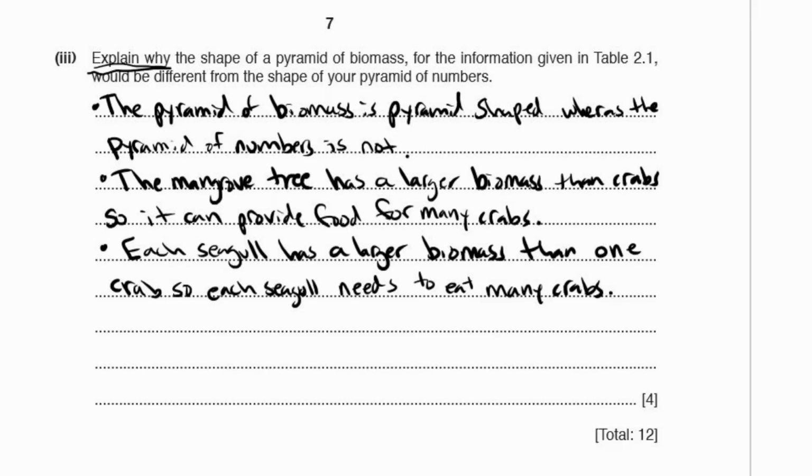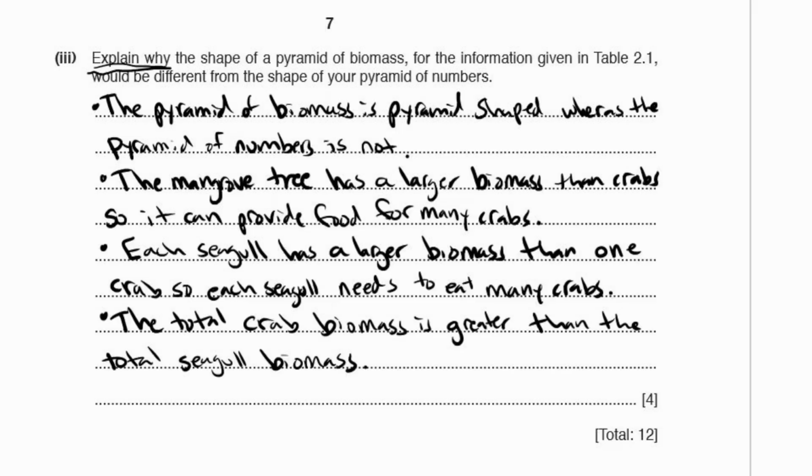Now we're talking about the pyramid of biomass. You could say that the total crab biomass, the dry weight of all the crabs basically, is larger than the total seagull biomass. So the total crab biomass is greater than the total seagull biomass. And the final point you can put down, I know that there's 4 here already. If you missed one of these other points, that's okay. This has an explain why it is what it is for the information given in a particular table.